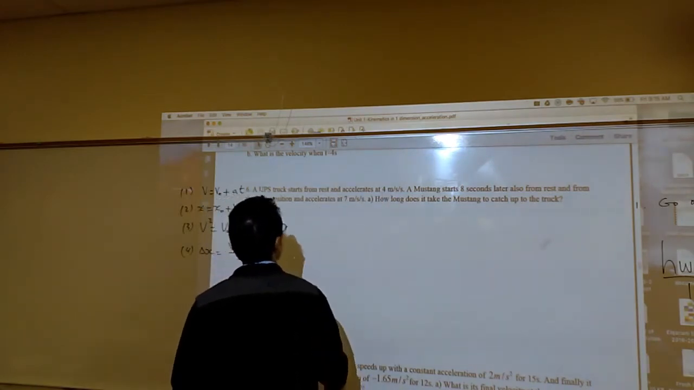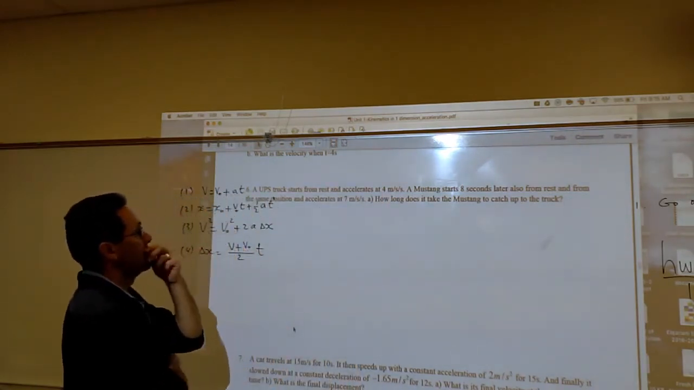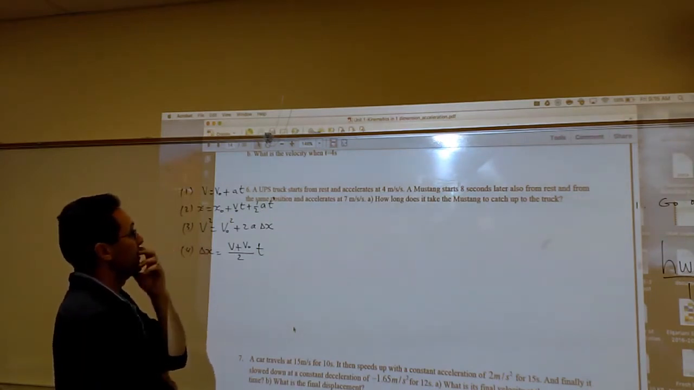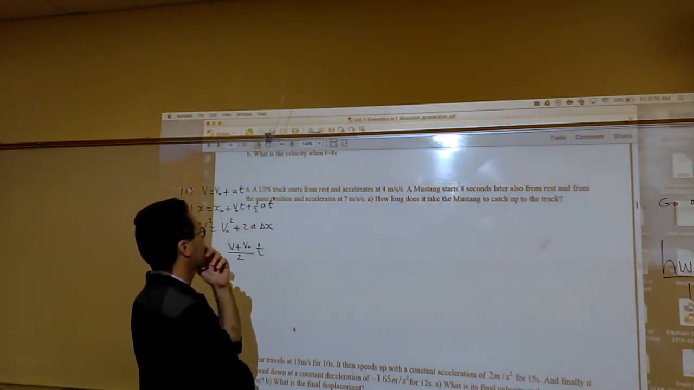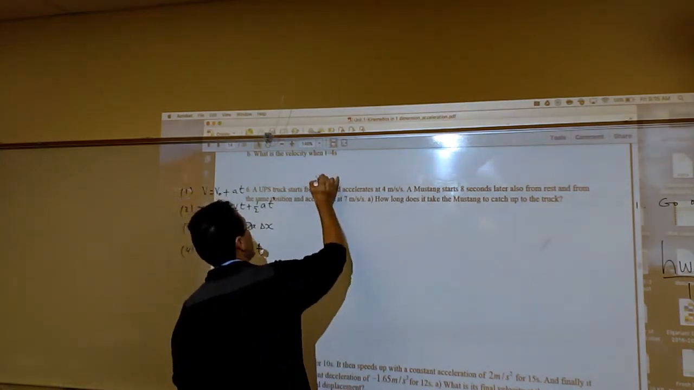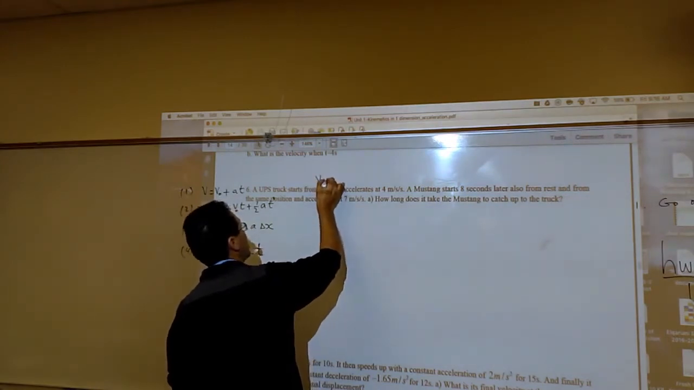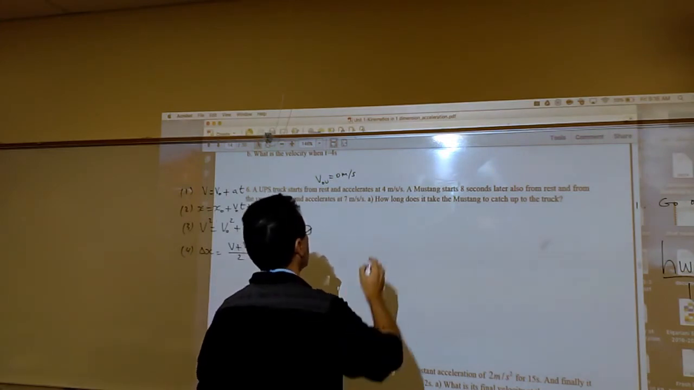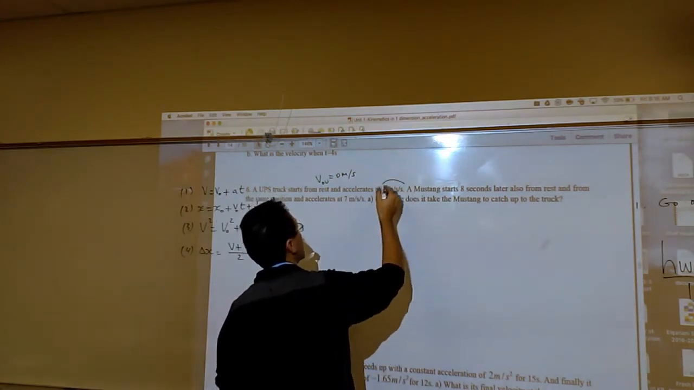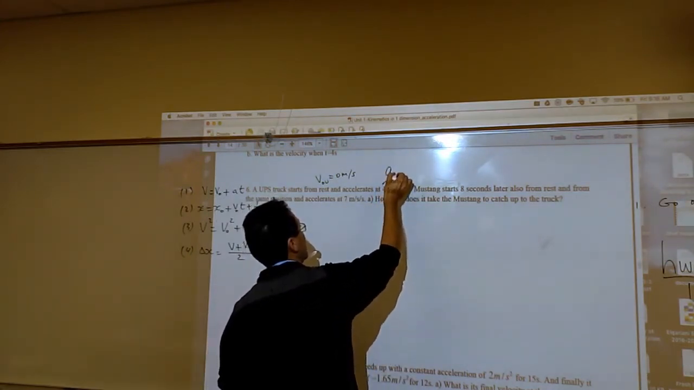This one is a little tricky, but I'm going to set it up and you can solve the equation. A UPS truck starts from rest, so the V0 of the UPS is 0 meters per second, and accelerates at 4 meters per second squared, so this is the acceleration of the UPS truck.